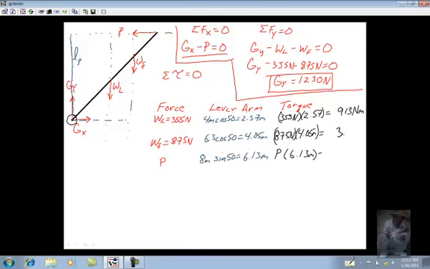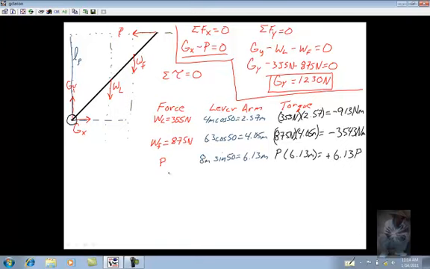And then for this torque, 3,543 newton meters. And then 6.13 times P. Now let's make sure we got the correct signs. Which of these torques should be negative and which should be positive? Those should be negative. Why? Because they're clockwise. And then P is going to be positive.